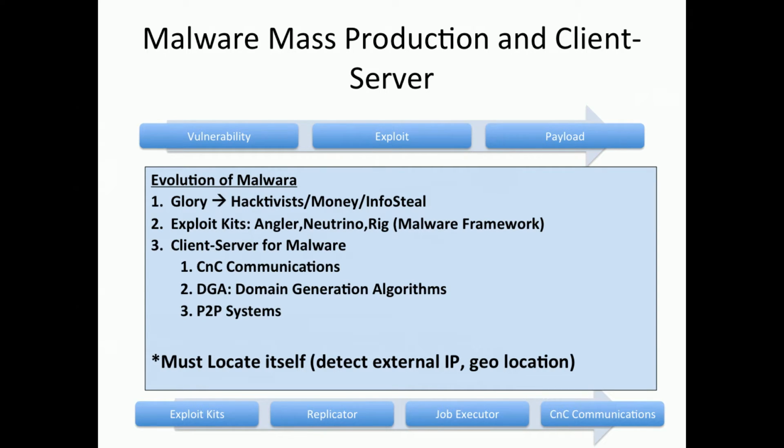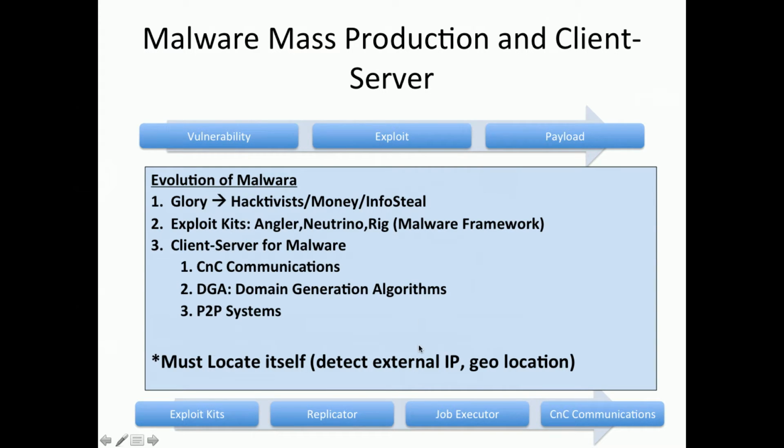Then an exploit kit, which will leverage that vulnerability, and a payload, which is separate. The payload usually contains how it will replicate. Along with that replication, many of these attacks require a remote shell and some command and control. I couldn't put all of it in one line. Within the payload, you'll finally have the actual replicator, job executor, and some CNC communication.